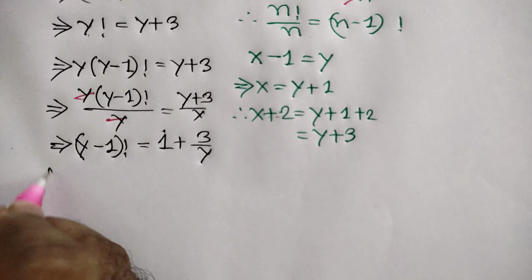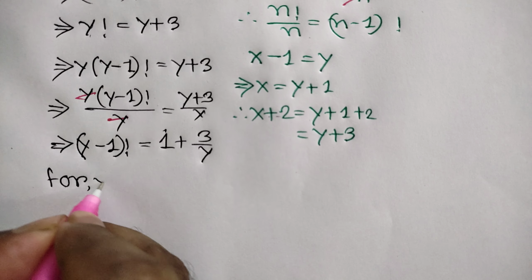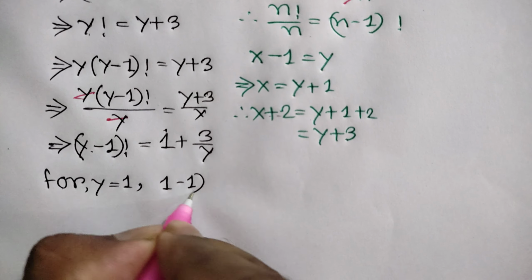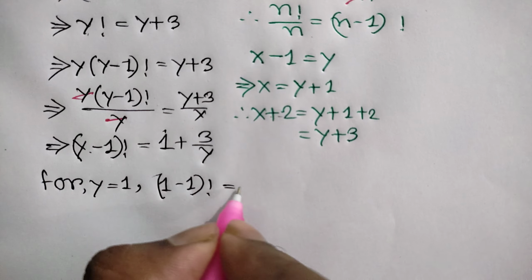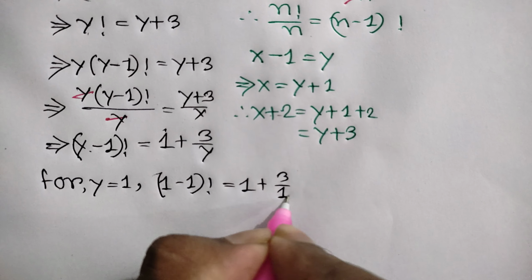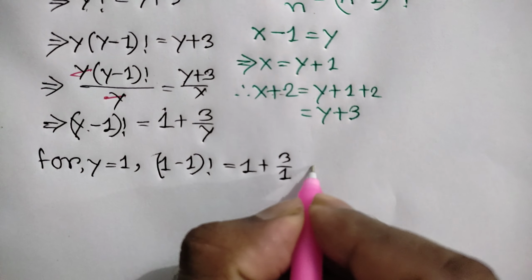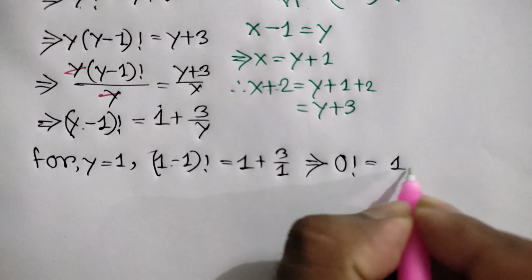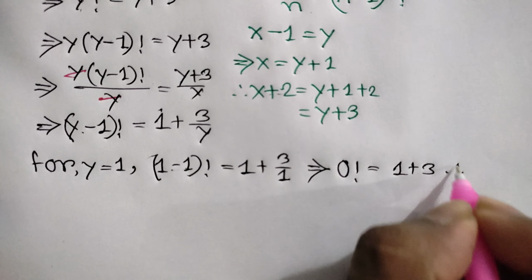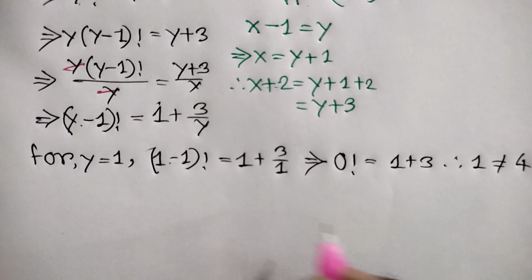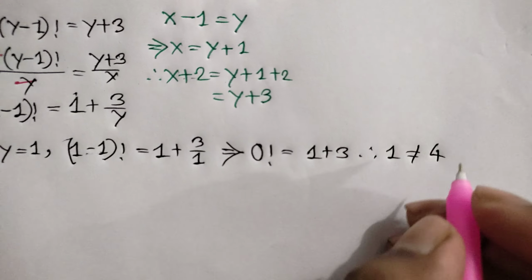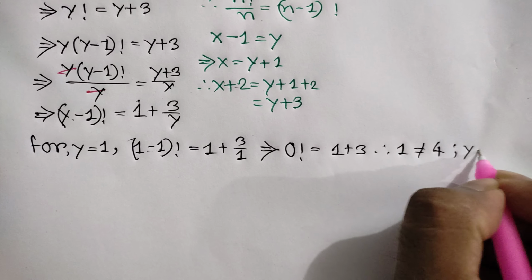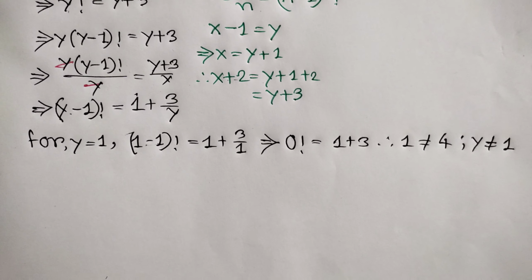Now check for y is equal to 1. We can write 1 minus 1 factorial is equal to 1 plus 3 over 1, or 1 minus 1 is 0, 0 factorial is equal to 1 plus 3. We know that 0 factorial means 1, so 1 is not equal to 4. So y is not equal to 1.